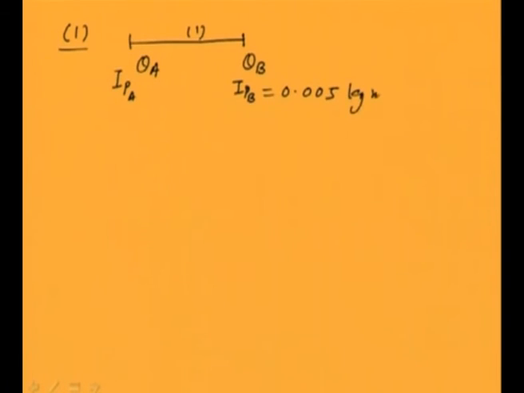So this is element 1. Element 1 is the one in which we have theta A, theta B, and IP A, IP B. In this I forgot to give the IPB value, that is 0.005 kg meter square. I will be giving other gear polar mass moment of inertia also, as I go to the respective elements. So the elemental equation will take this form.